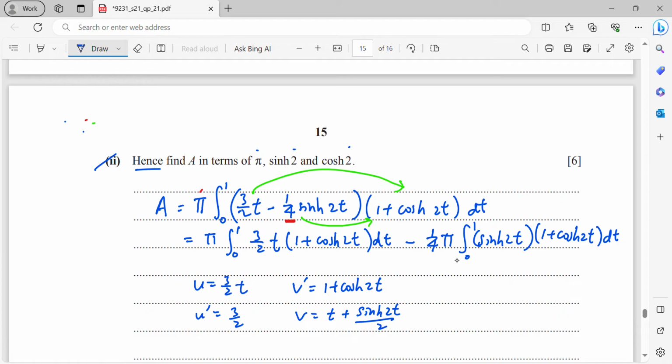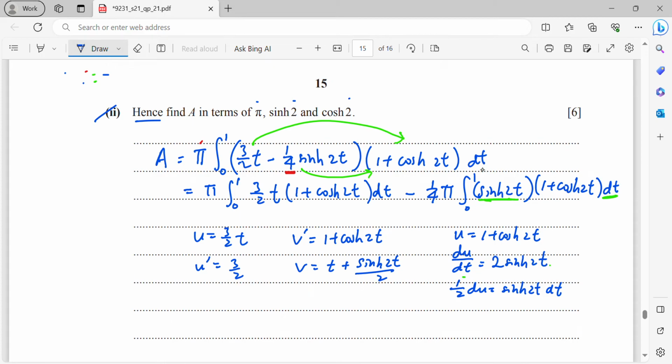Okay, so now for the first integration, my u is 3 over 2t, and then my u prime is 3 over 2. So v prime is 1 plus cos 2t. So then the v is the integration of 1 plus cos 2t: the integration of 1 is t, integrate cos is sine, then 2t over 2. So for the second integration, I'm going to use the substitution. My u is 1 plus cos 2t. So du over dt is negative 2 sine 2t.